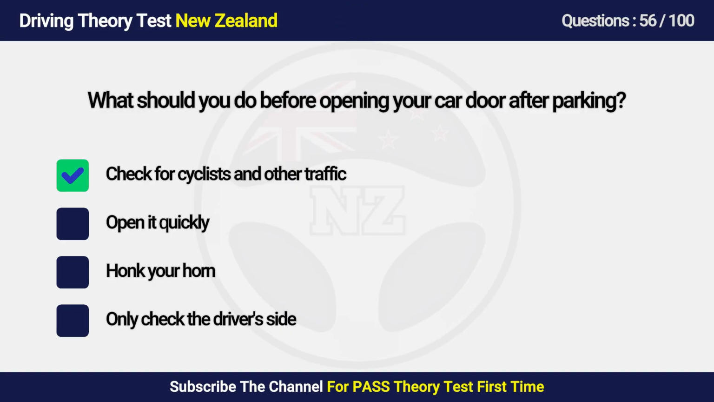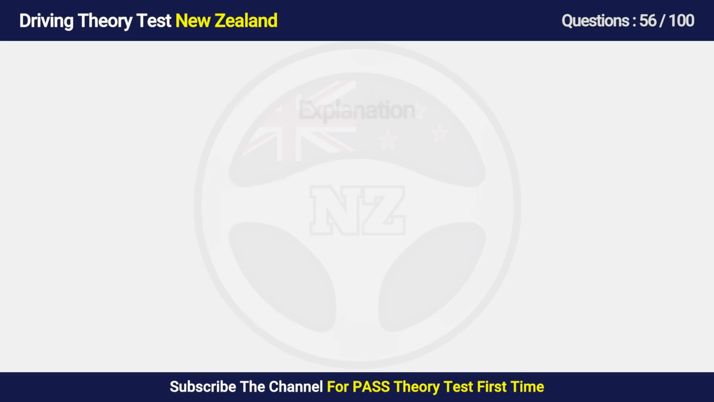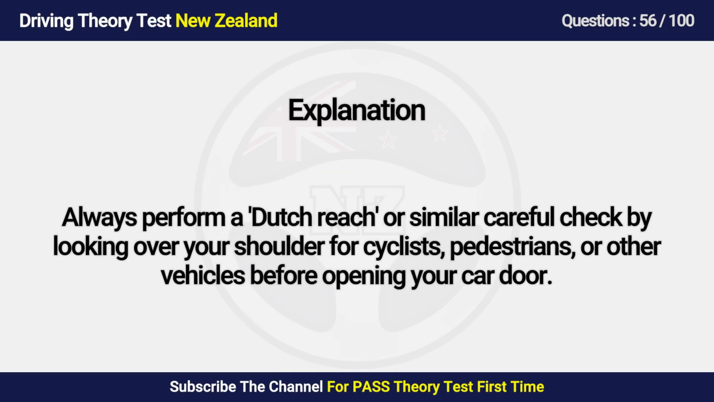Answer is A. Check for cyclists and other traffic. Always perform a Dutch reach or similar careful check by looking over your shoulder for cyclists, pedestrians, or other vehicles before opening your car door.